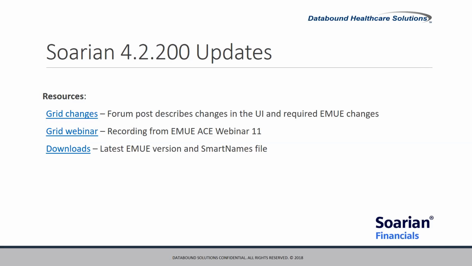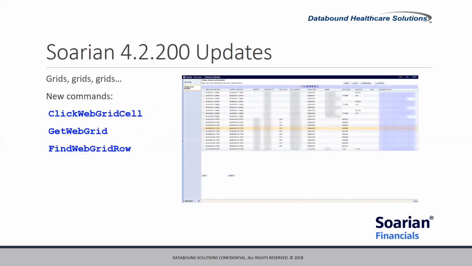And then as well, the latest version of EMUE and Smart Names files are all out on the downloads page on our website as well. So there's some things there. If you're going to 4.2.200, you should be in really good shape at this point, because we've been able to keep up with that in a timely fashion. But I do want to revisit a little bit of the specific details around that.